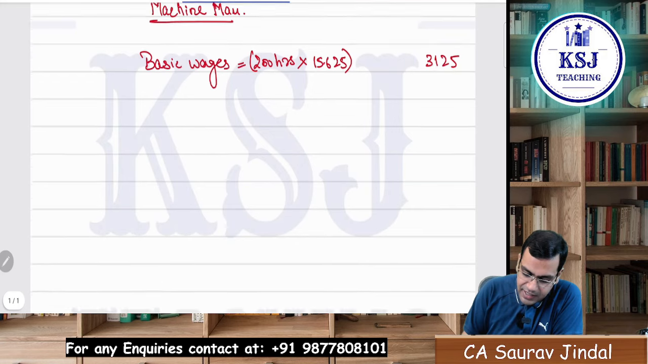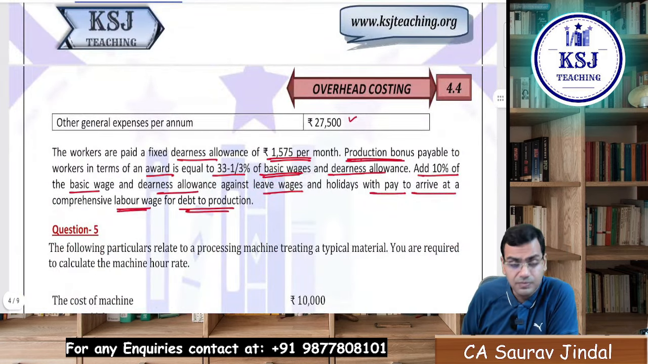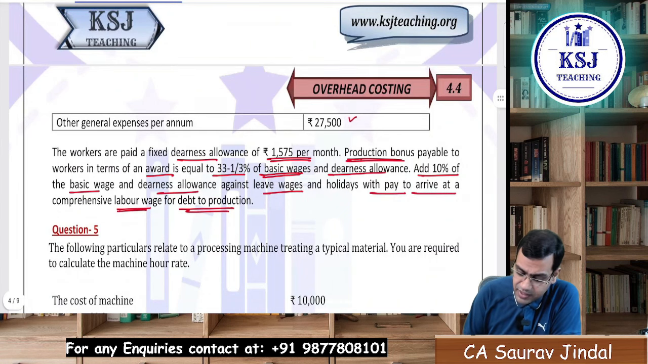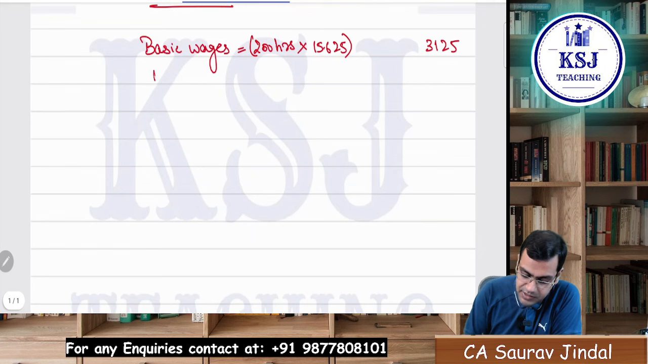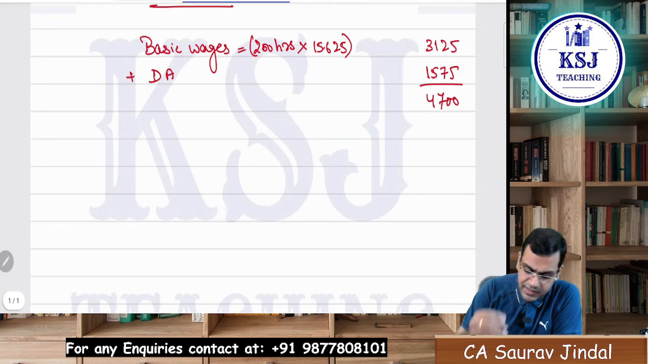The next thing is, sir, you have to pay something else also. What do you have to pay? The DA allowance. That is fixed, 1575 per month itself. So this is all monthly. So what is the total amount, plus 1575? That is 4700.